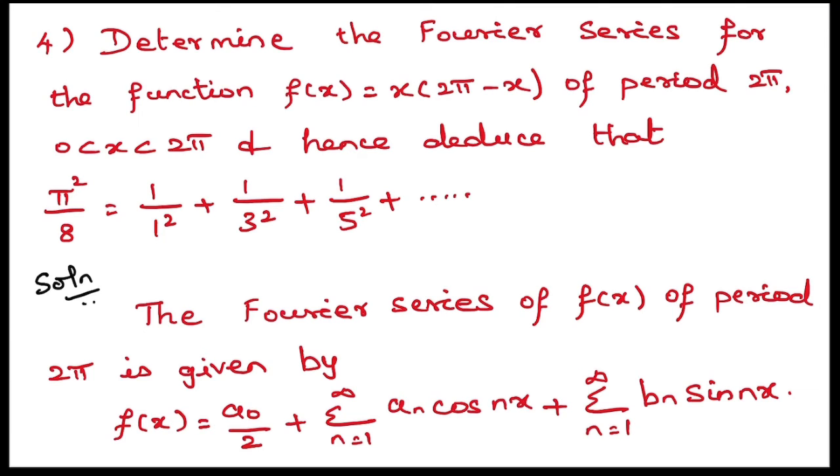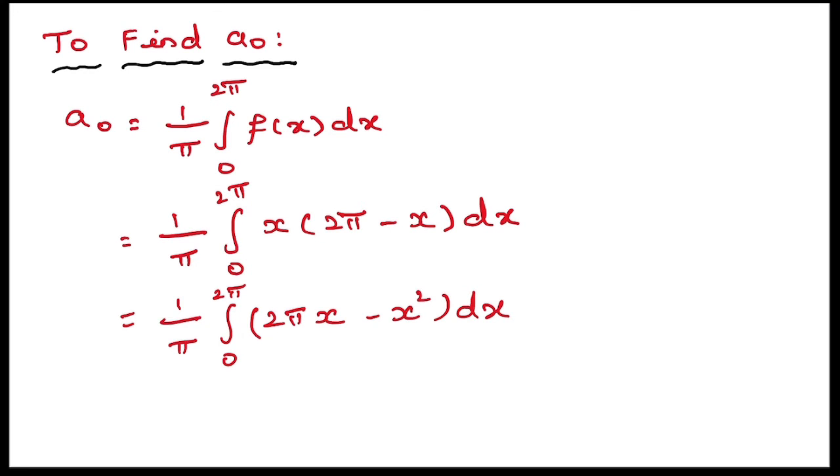Solution of this problem is, we know that the Fourier series of f of x of period 2 pi is given by f of x is equal to a naught by 2 plus summation n from 1 to infinity a n cos nx plus summation n from 1 to infinity b n sin nx. By Euler's formula, we have to find out a naught, a n and b n. First, to find a naught.